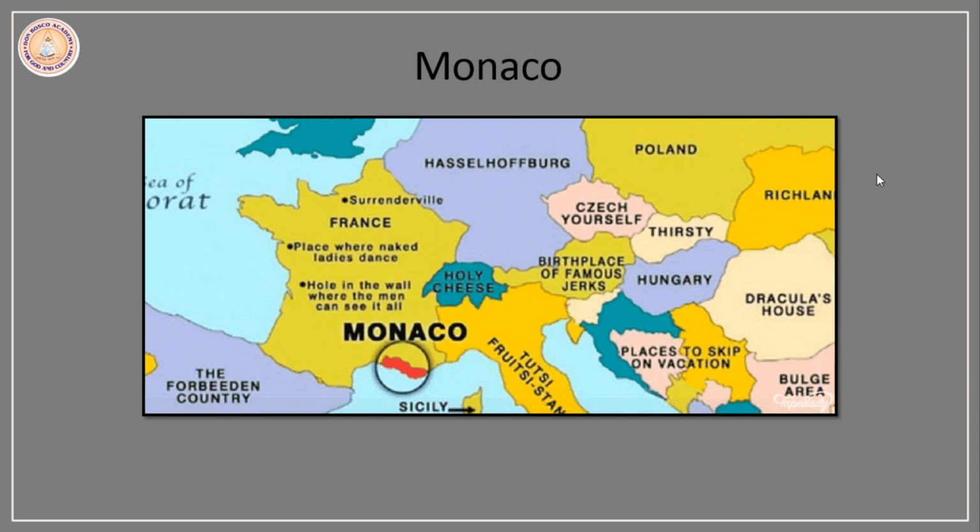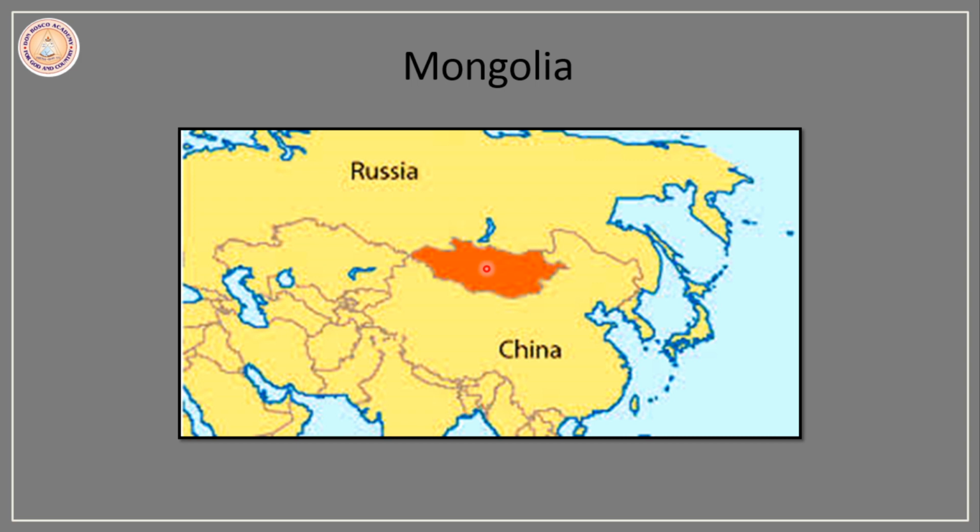Now, on the contrary, we have Mongolia, which is having only 5 people per square kilometer. Now look, it's a very big country, but it is having only 5 people per square kilometer. So the density of the population keeps on varying from place to place.